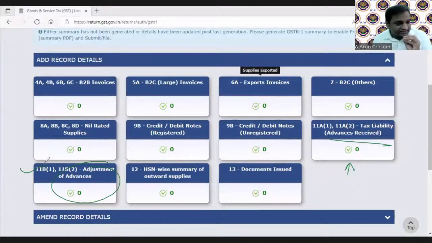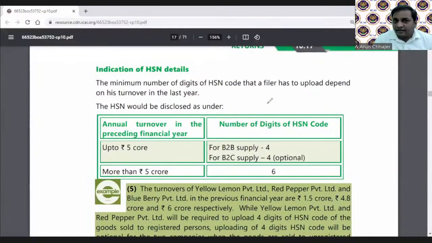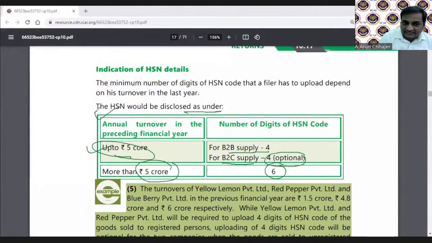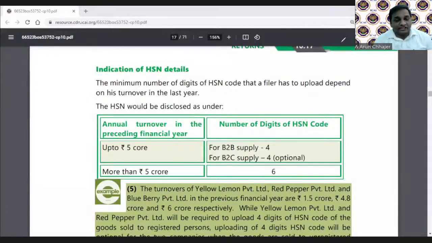Advances received or advance adjustments will be reported here only. And the HSN summary, we have discussed. Let me again open the study material. This part we have already discussed in the invoice, accounts and records chapter: if your aggregate turnover is up to 5 crore, then in case of B2B supply, 4-digit HSN is needed, and in case of B2C supply, it is optional. If your aggregate turnover is more than 5 crore, then 6-digit. HSN would be disclosed as under. Now, the last is documents issued.